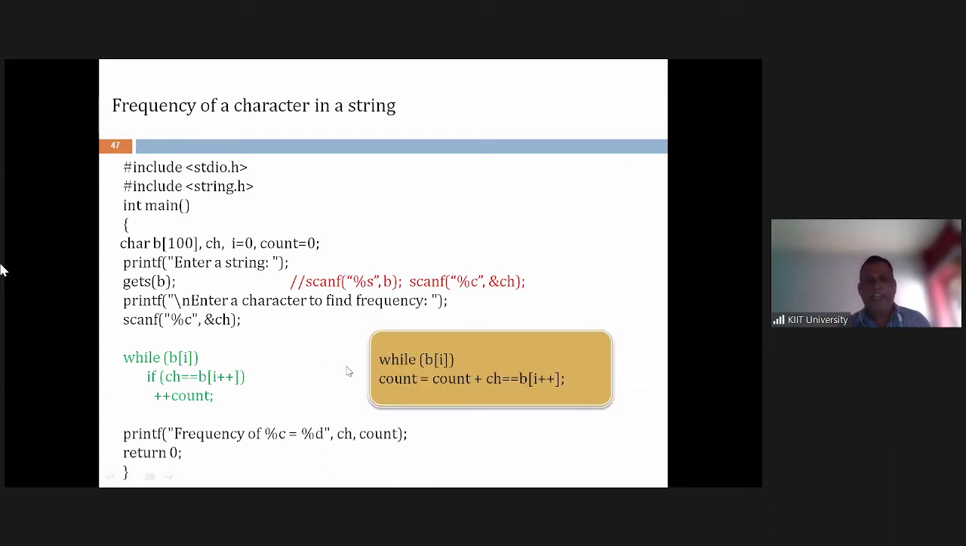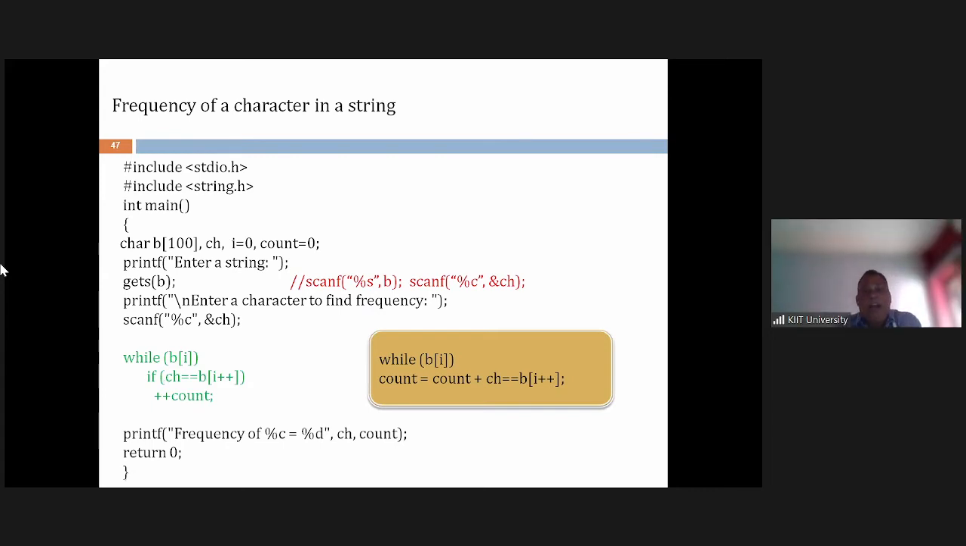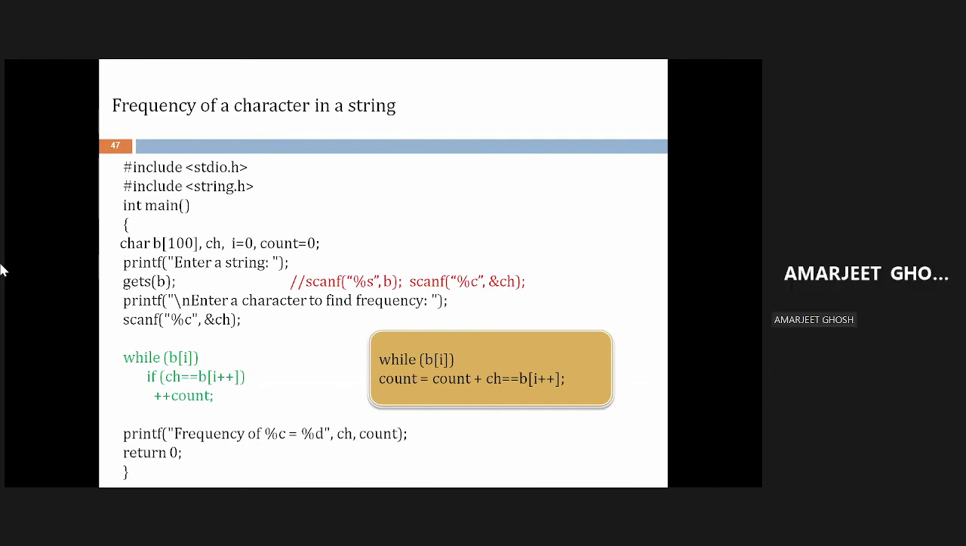Now look at this. Can I write like this? Or, interesting: while B[i], count equal to count plus CH double equal to B[i++]. When this is equal, a 1 will be returned. If they are not equal, 0 will be returned. I could avoid using if statements. Understood this? Yes, sir. Can I write like this?